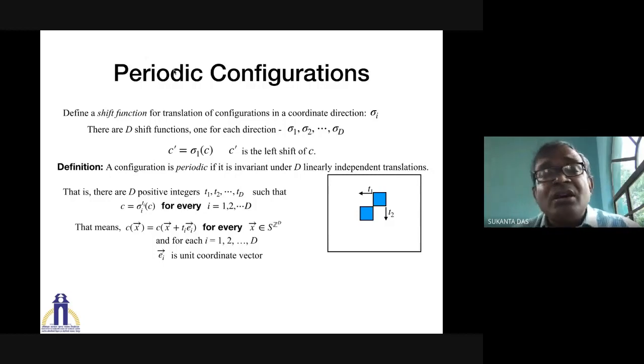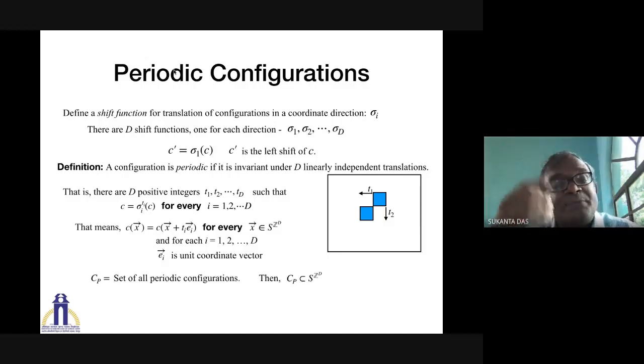In short, a small part of the configuration is repeated everywhere. In the case of finite configurations, there is also a repetition: in almost all places, all the cells, the quiescent state Q was there. Only a small part was the non-quiescent state, but here it is not the case. A small part is repeated in every cell.